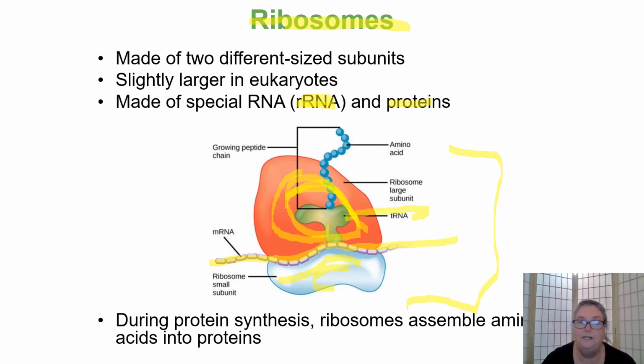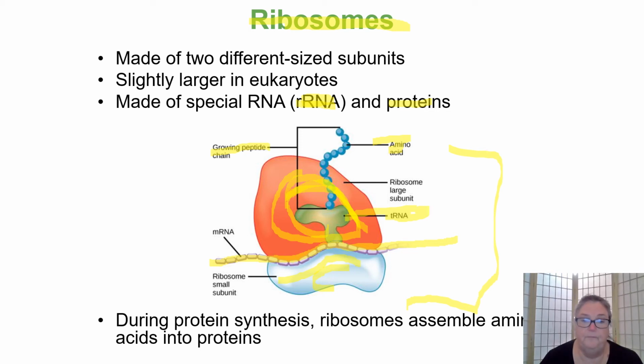Here we've got a transfer RNA, or a tRNA. And here we have one amino acid. As we stick those amino acids together, we call that a protein, a peptide. If it's less than 100 amino acids, we call it a peptide. If it's longer than that, we call it a protein.